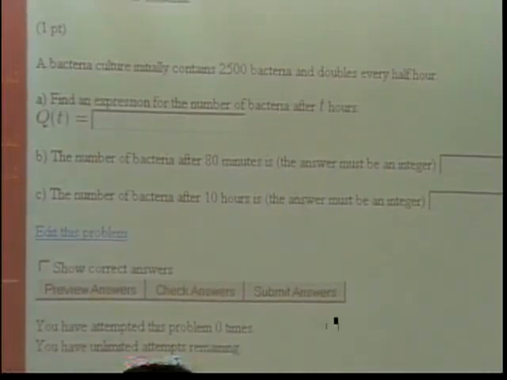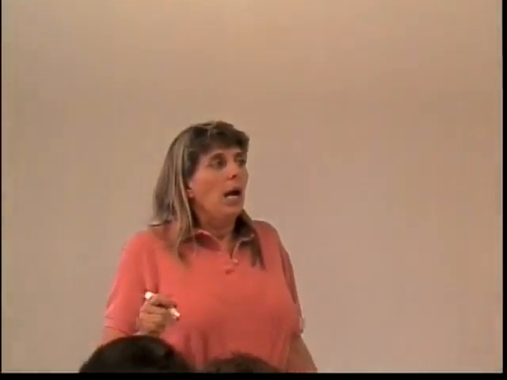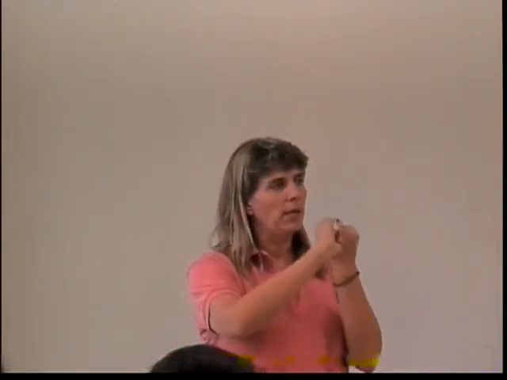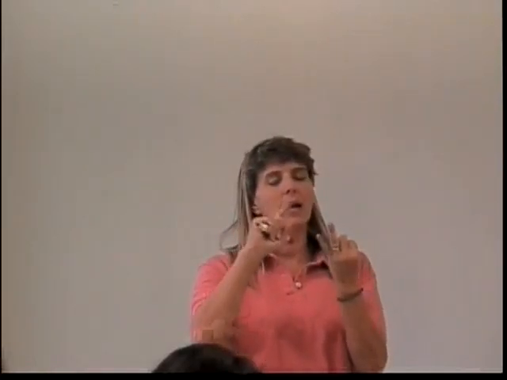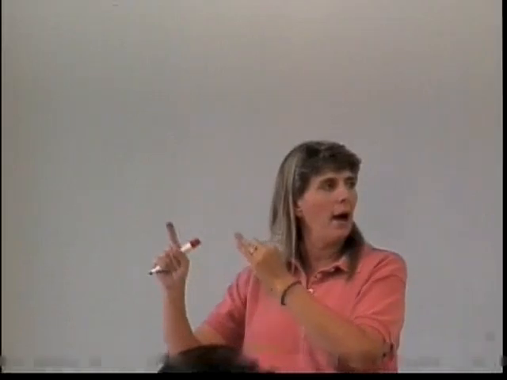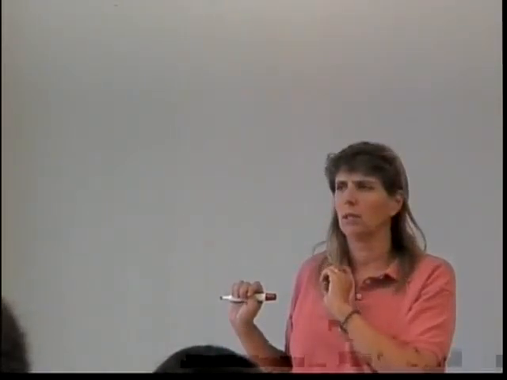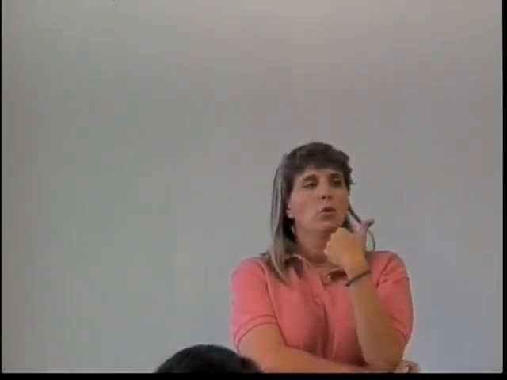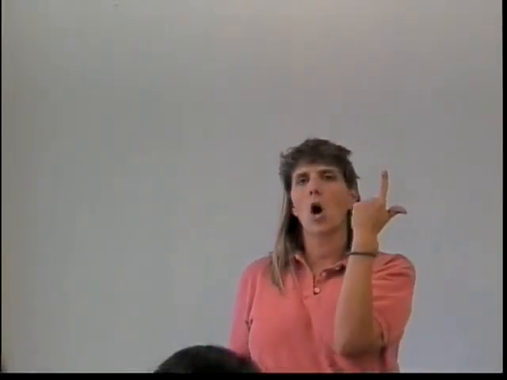So I am told that I start out with 2,500 bacteria and that number doubles every half hour. In order to write the function, I need the amount of bacteria that I start with and the growth rate. That would be R. Do I have both of those just given to me? What is my amount of bacteria I start with? 2,500, so I have that. What is R?